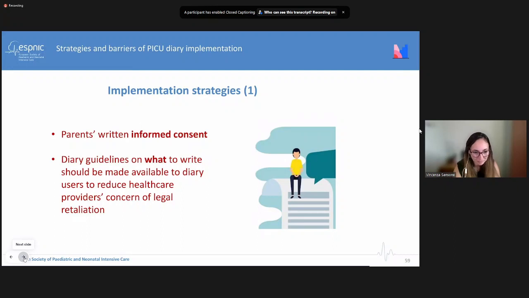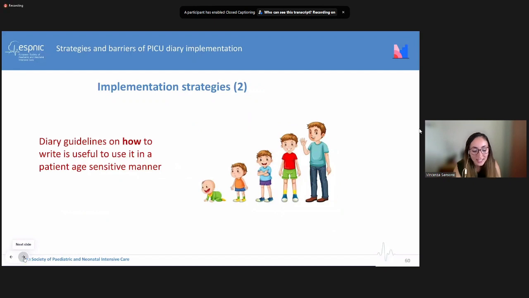Okay, next one. Likewise, it is important to know how to write in the PICU diary, taking into account who owns the diary. As said Gillian, we need to understand if we are writing for healthcare workers, for families, or for child. If we think that reading the diary can be useful to the child, we must use a simple and clear language adapted to the age and cognitive development phase in which the child is. Next slide, please.